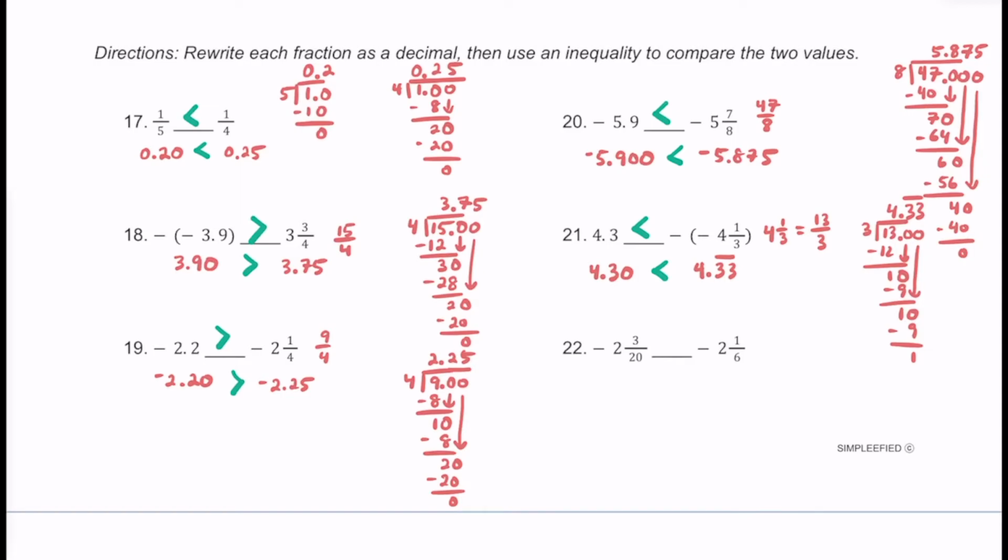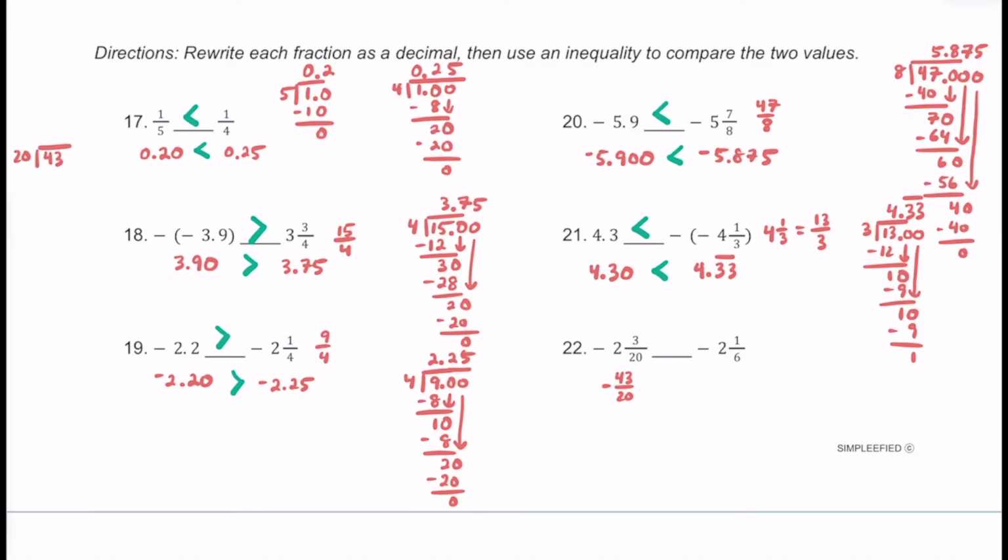All right, for 22, we have -2 and 3/20. We're going to go ahead and turn this into a decimal. So let's go ahead and do some long division for that. So I think 2 times 20 is going to be 40, 40 plus 3. So this is really the same thing as 43 over 20, right? It's a -43 over 20. But to turn this into a decimal, let's go ahead and do that division. So I'm going to do that on the side here. I'm going to do 43 divided by 20.